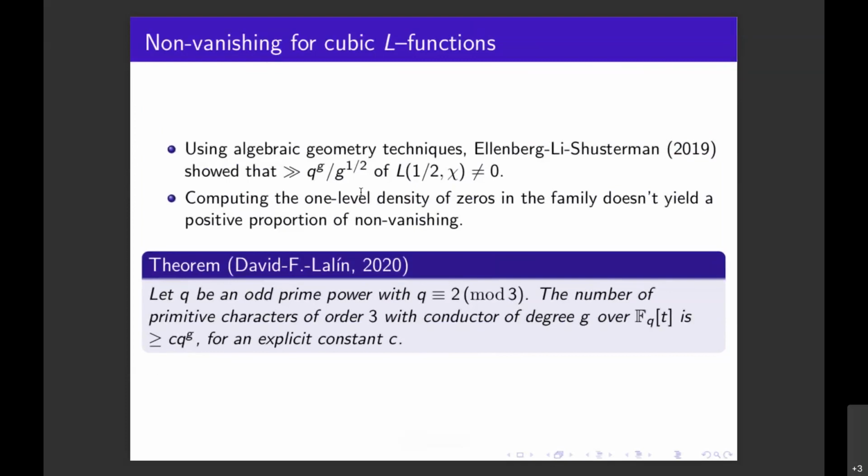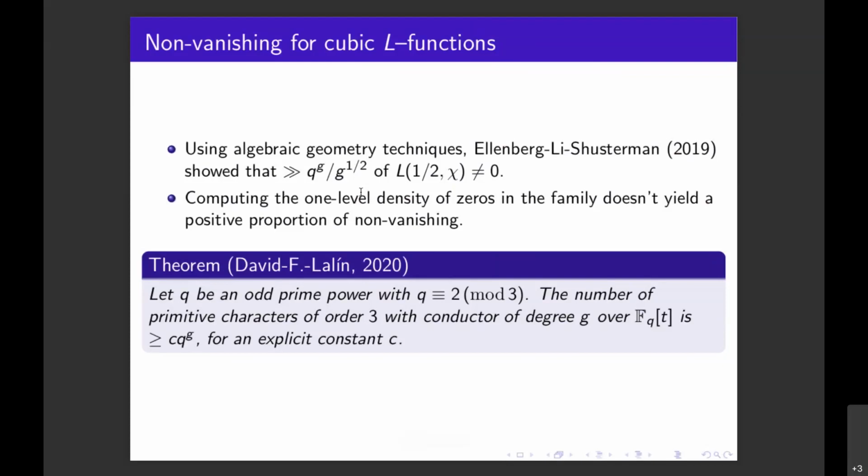And it turns out that computing the one-level density of zeros in the family also doesn't yield a positive proportion of non-vanishing. So I mentioned in the quadratic case that in joint work with Hang Bui, we showed that more than 94% of the L functions are non-vanishing, and we did that by computing the one-level density of zeros. And for many families of L functions, computing the one-level density of zeros provides the best proportion of non-vanishing that we have. But one interesting thing here is that computing the one-level density of zeros for this family of cubic L functions doesn't work at all.